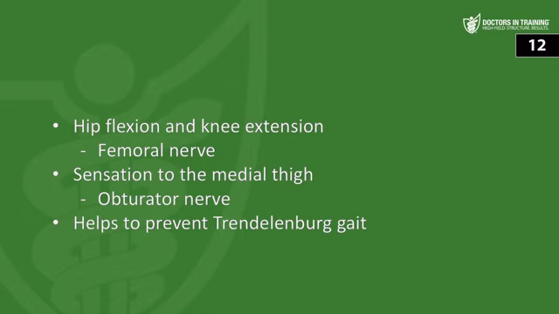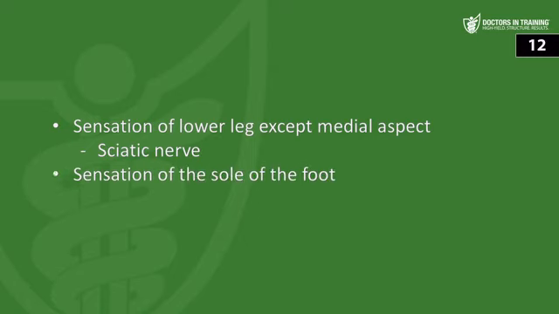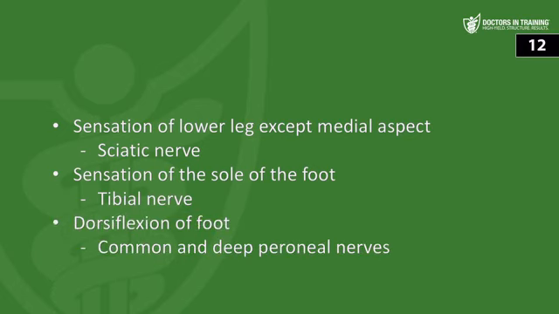Helps to prevent Trendelenburg gait. Think of the superior gluteal nerve. Sensation of lower leg, except for the medial aspect, think of sciatic. Sensation of the sole of the foot, think of the tibial. Dorsiflexion of the foot, think of the common and the deep peroneal or fibular nerve.